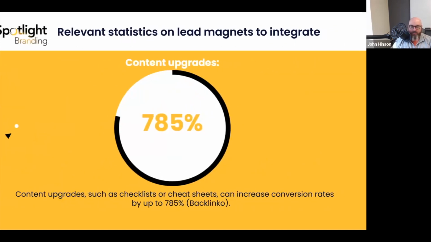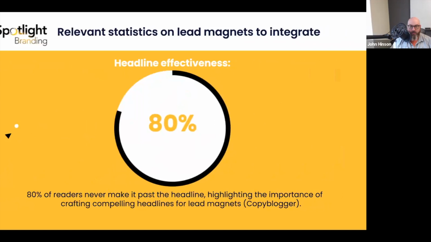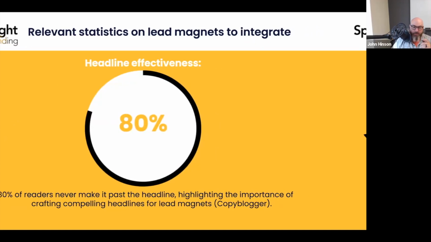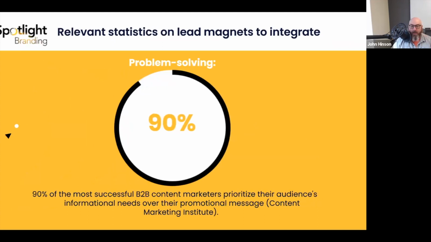Content upgrades, such as checklists or cheat sheets, can increase conversion rates by up to 785%. So you're talking about maybe finding some good lead magnets, try a checklist, try a cheat sheet. There's a lot of data there that suggests that does convert really, really well. 80% of readers never make it past the headline. So make sure your headlines are compelling. We touched on that earlier.